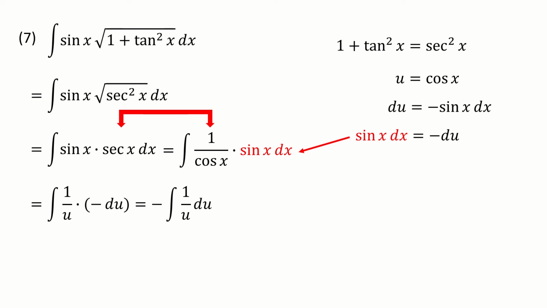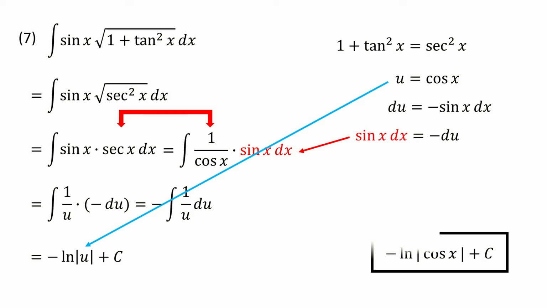And we take the minus sign out of the integral. So we got minus log u plus c. Finally, replace the u with the cosine x. So here is the answer.